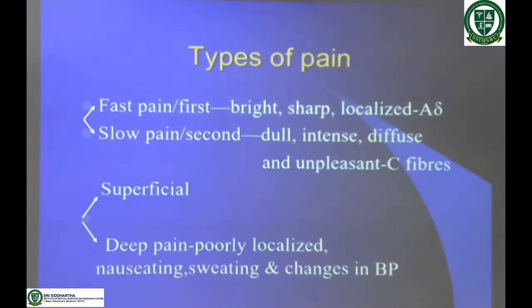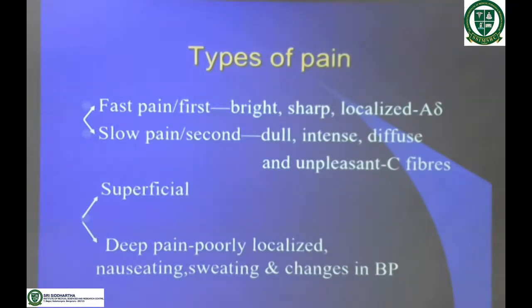Okay. Coming to the types of pain. So what are the types of pain? The first is fast pain or first pain. The second is slow pain or second pain. The fast pain is bright, sharp and localized. The fast pain is carried by the A delta fibers. The slow pain or second pain is dull, intense, diffuse and unpleasant, which is carried by the C fibers.